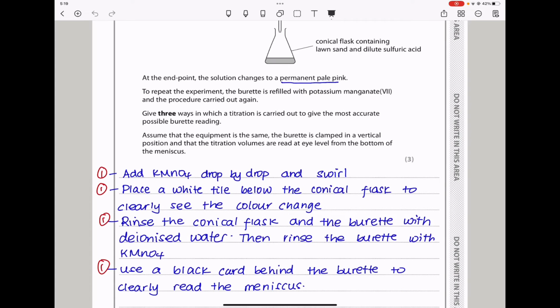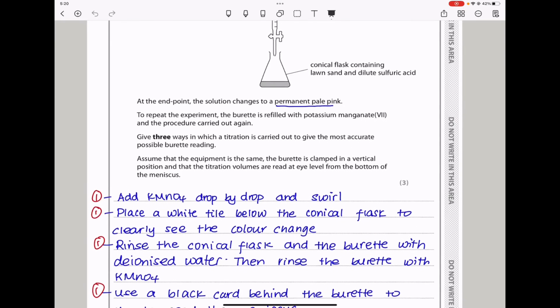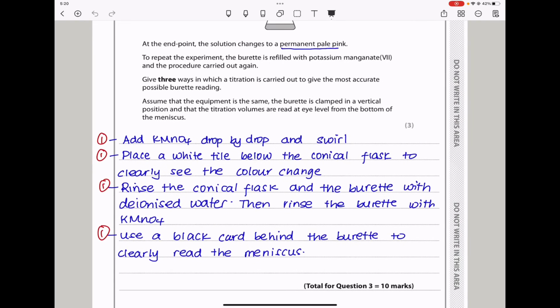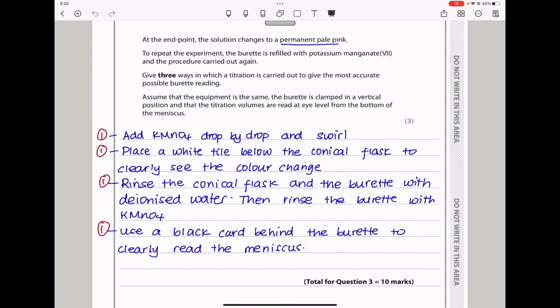Assume the equipment is the same, the burette is clamped in a vertical position, and the titration volumes are read at eye level from the bottom of the meniscus. As you're approaching the endpoint, add potassium manganate drop by drop and then swirl. Then you should place a white tile below the conical flask so that you can see the endpoint color clearly. Remember, this is a pale pink color. It's going to be hard to visualize.